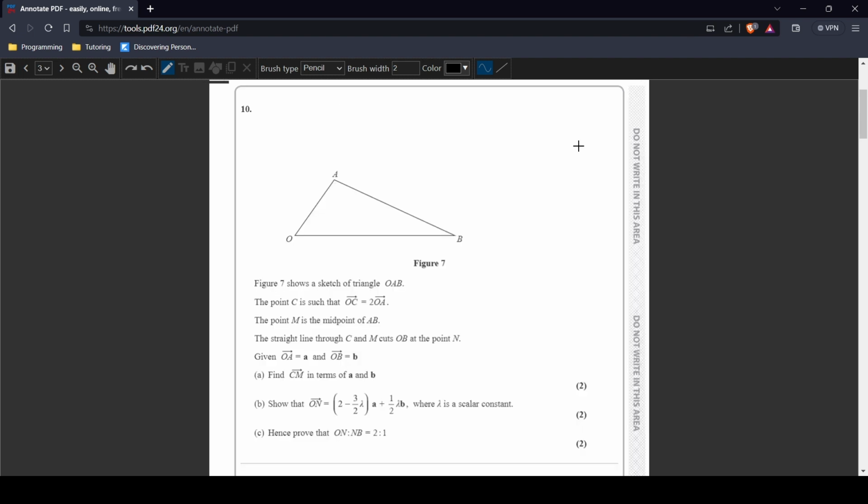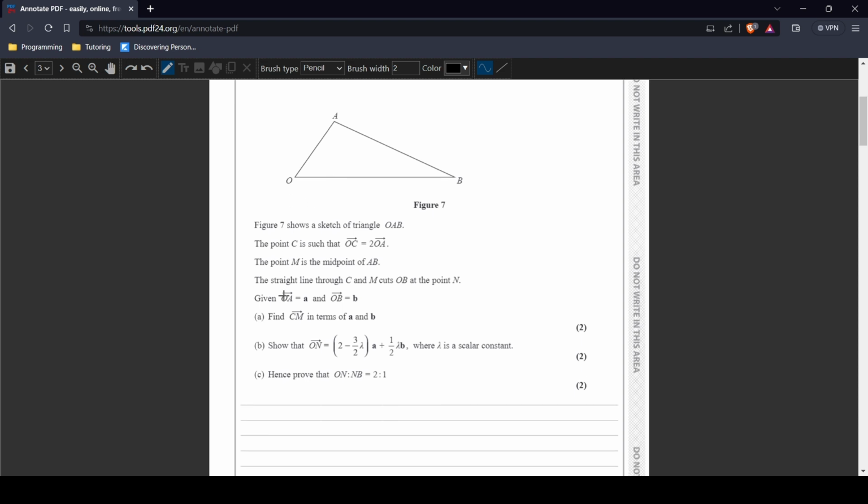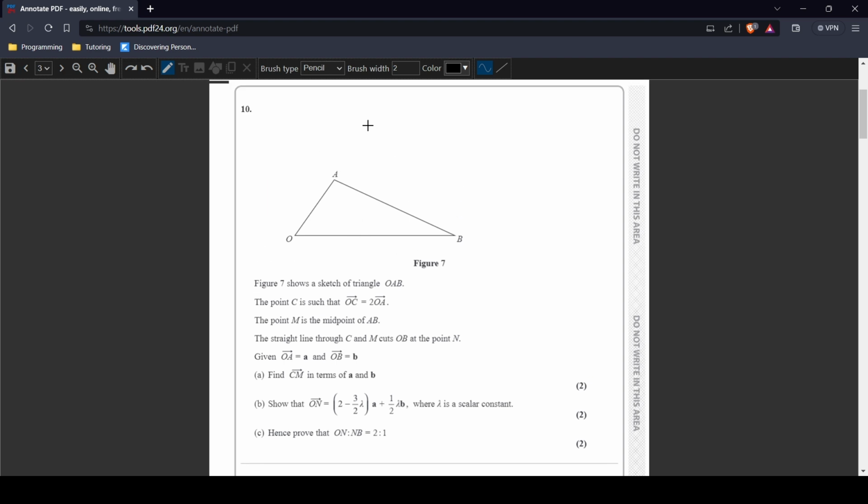The next question we're covering today, we have a triangle OAB, and we're given 2 points. So we're given point C is such that the vector OC is 2 times the vector OA. So the point C will lie somewhere over there. And the point M is the midpoint of AB. So the point M is somewhere there. Now we also have a straight line through C and M, and that line cuts OB at the point N. So to see what's going on, we have a straight line through C and M, and that cuts the line OB at the point N.